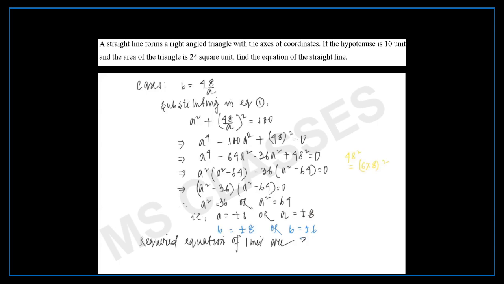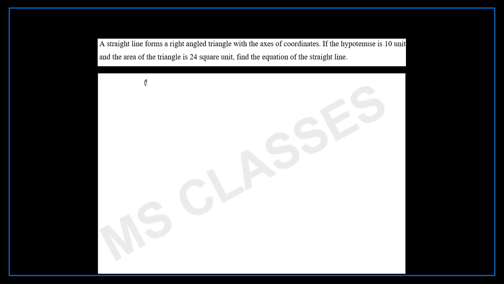are x by 6 plus y by 8 equal to 1, or x by 8 plus y by 6 equal to 1, or it can be x by minus 6 plus y by minus 8 equal to 1, or x by minus 8 plus y by minus 6 equal to 1. So here we have got these four cases.